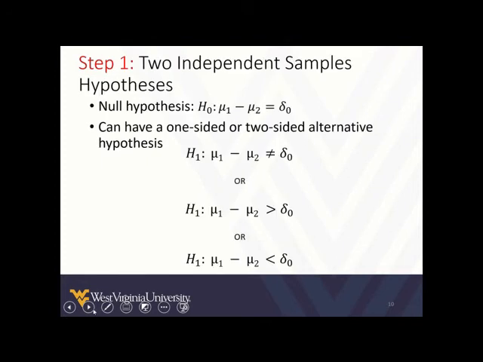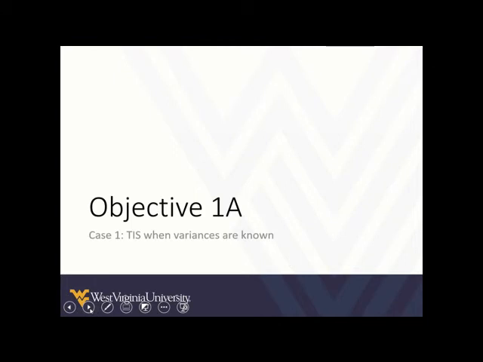Your alternative hypothesis can be one-sided or two-sided. You're still going to see that same not equal to, greater than, or less than. And again, that same hypothesized value, most often it will be zero. So at this point, step one for all three cases is the same. Now we can start looking at step two, where the cases are going to be different. So from here, we're going to break this up into three sub-objectives to examine each case individually.